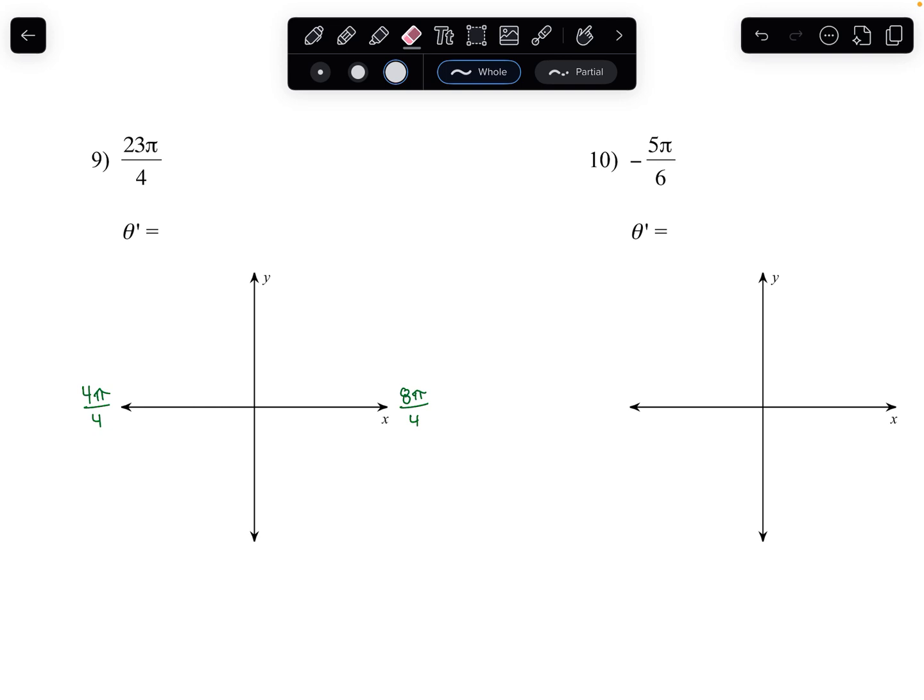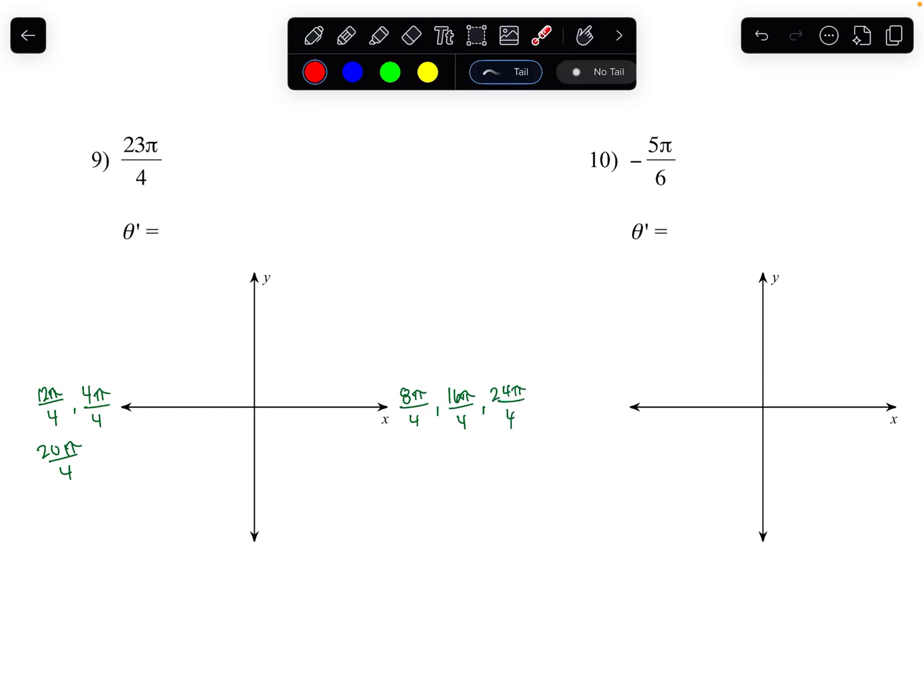Now let me erase this so I don't have to deal with all that mess. So then if I go again, that's going to give me 12 pi out of 4. So I'm going to keep track of that right here. 12 pi out of 4. And I'm going to rotate another half. Well, that's going to be 16 pi out of 4. If I go another half, that's going to be 20 pi out of 4. And if I go another 4, that's going to be equal to 24 pi out of 4.